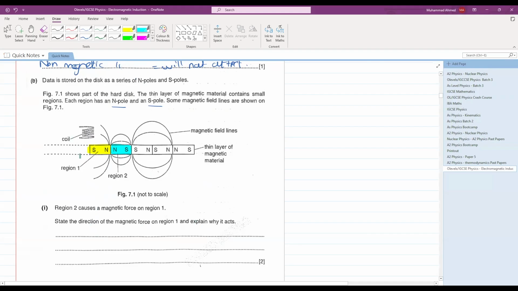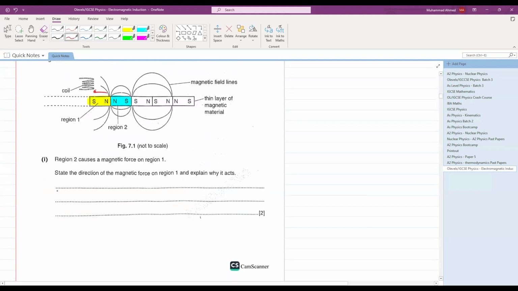What will be the direction of magnetic force on region 1? Towards the left, because these are like poles. Can you see? They are like poles. Like poles repel. So you can say towards the left. Why? Because like poles repel. Simple. Let's further move ahead.